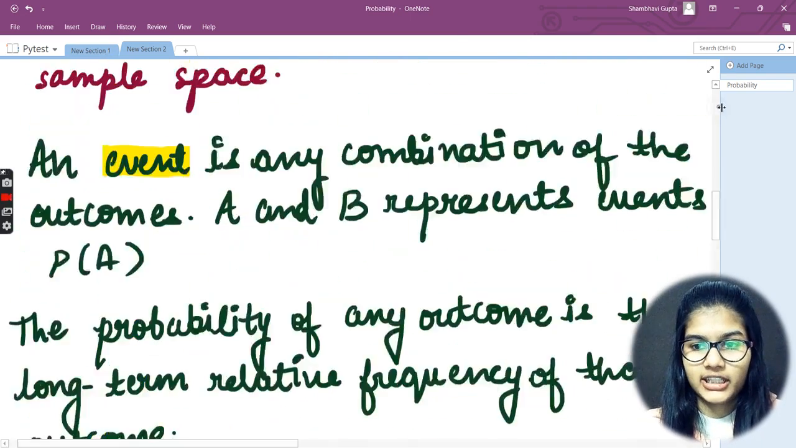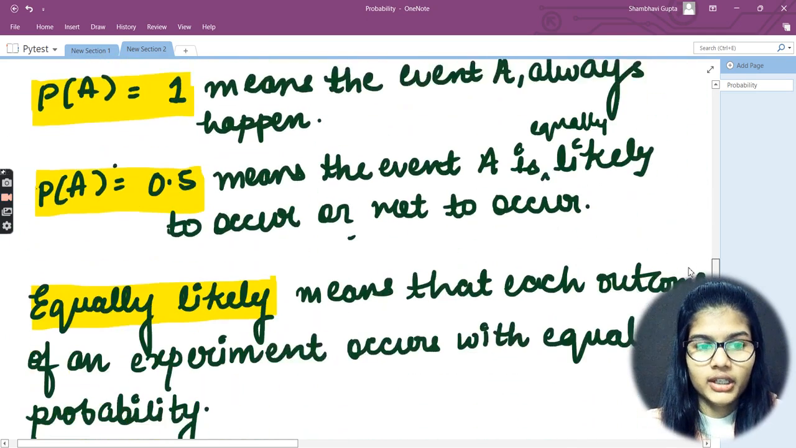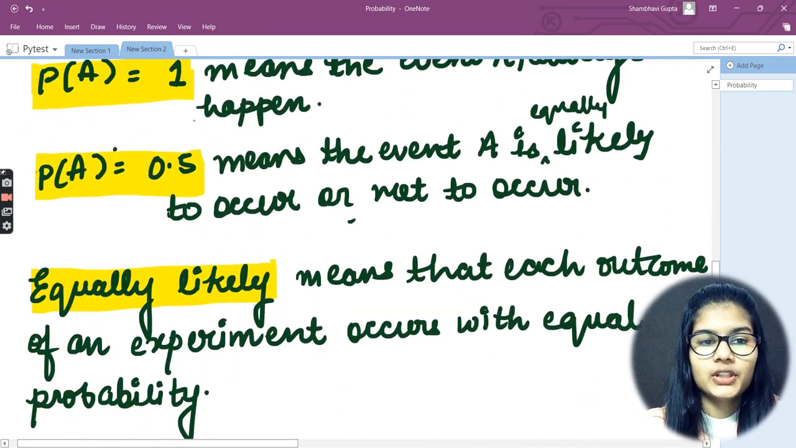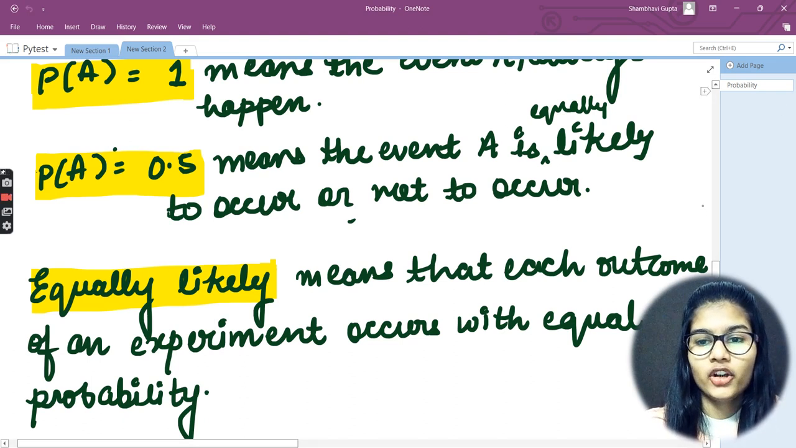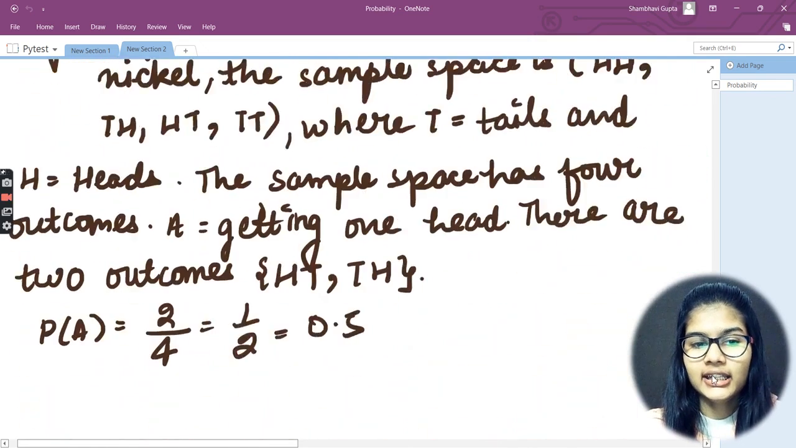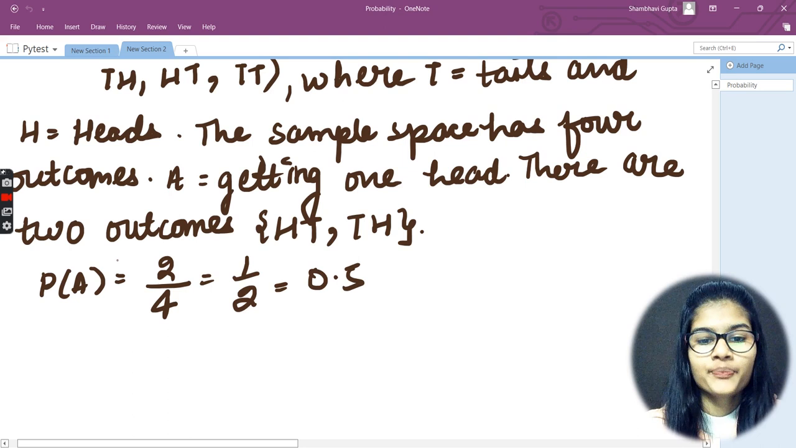If you remember, let me take you to that particular position. Yes, here I told you in the previous video that if the probability of A is equal to 0.5, it means the event A is equally likely to occur or not to occur. And see here, what I am getting is probability of A equal to 0.5. So this is how you calculate the probability of an event for all the outcomes in the sample space which are equally likely.